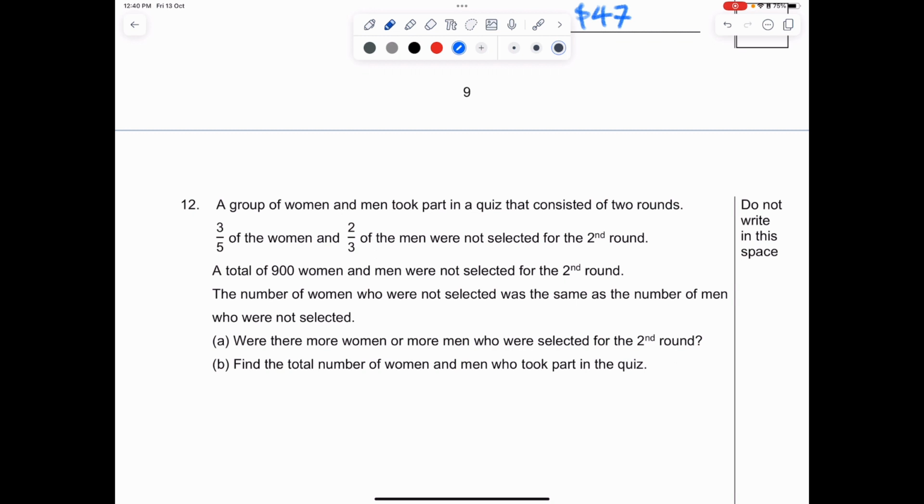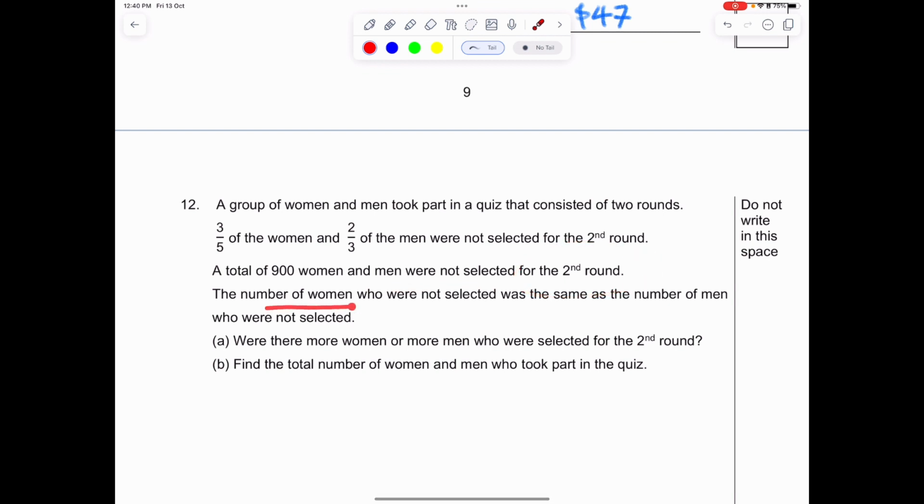Next question. Now this question is a bit more complicated, so please listen very carefully. A group of women and men took part in a quiz that consisted of 2 rounds. 3/5 of the women and 2/5 of the men were not selected for second round. A total of 900 women and men were not selected for second round.